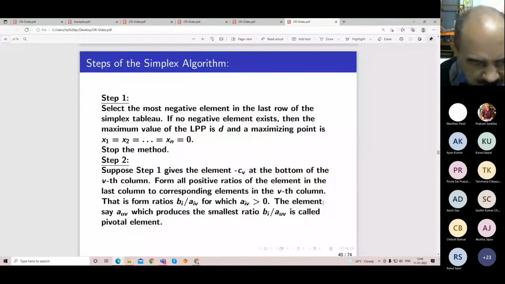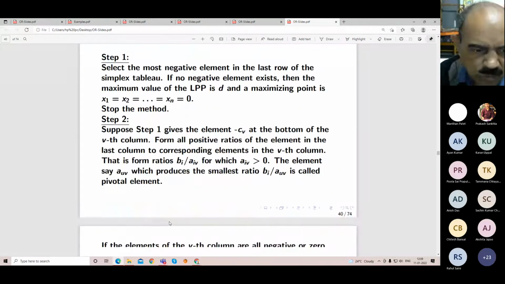The element, say AUB, which produces the smallest ratio, that is BI divided by AUB, is called the pivotal element or the key element. That is crucial. Whichever gives the minimum positive ratio, with respect to AUB, it's called the key element or the pivotal element. That is step 2.